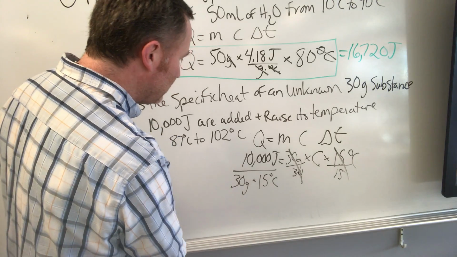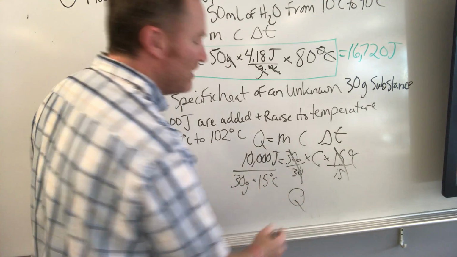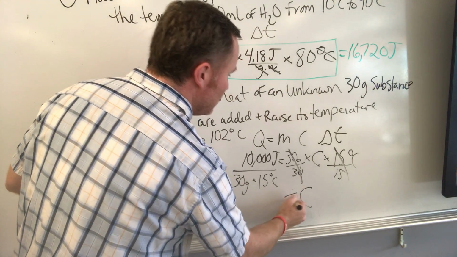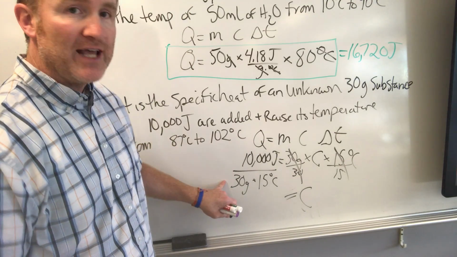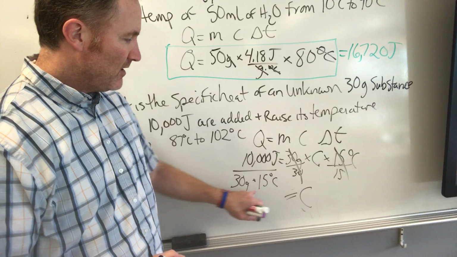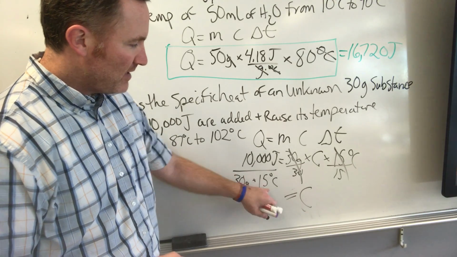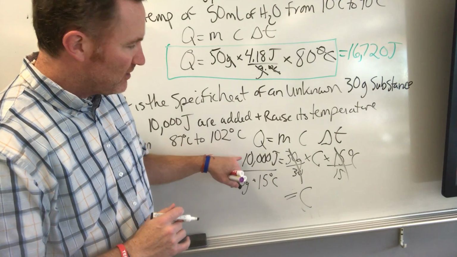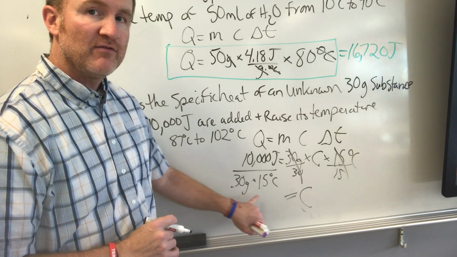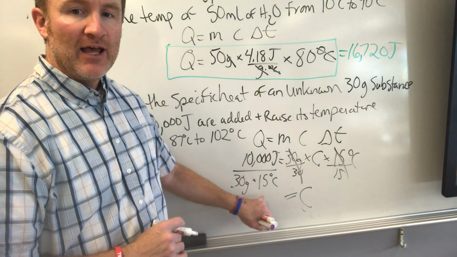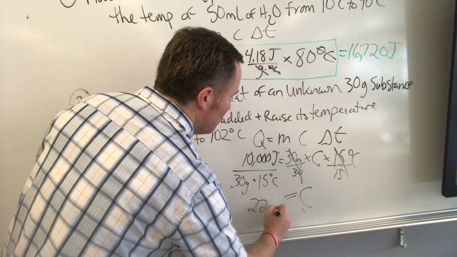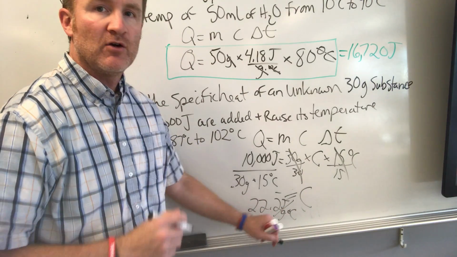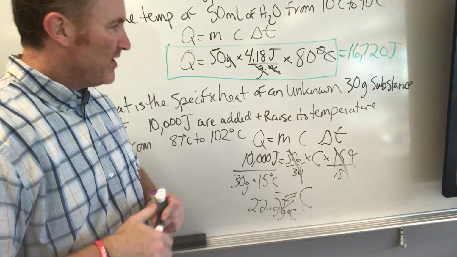When we do the math, solving for C, not for Q, it's 10,000 divided by 30 divided by 15. If you want, you can do 30 times 15 first and then divide 10,000 by that. Anything on the bottom is divided by. What we get for an answer is 22.2 repeating, and again it would be joules per gram degrees Celsius. I apologize that it's going off the bottom of the board. It might be hard to see, but there you have it.